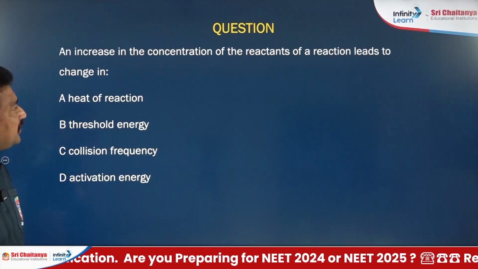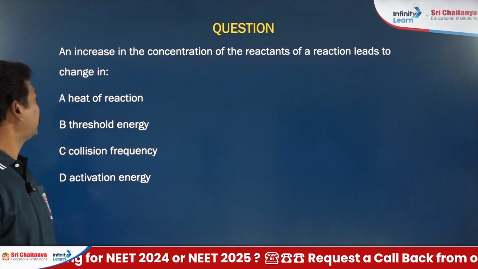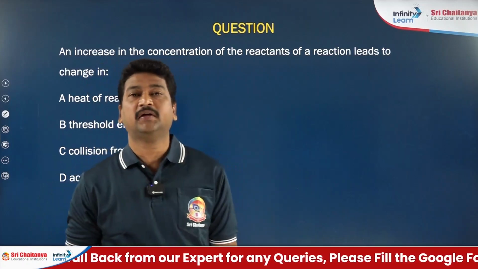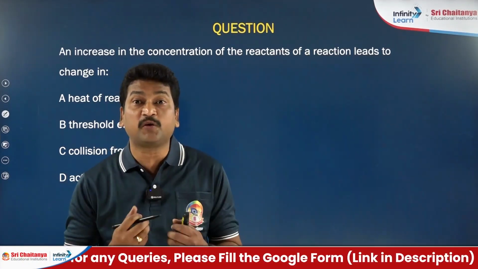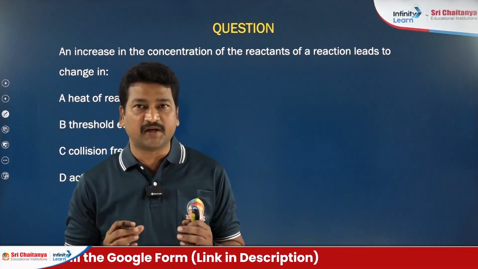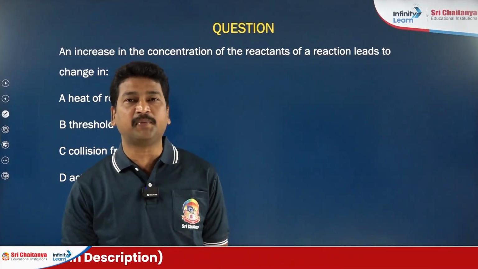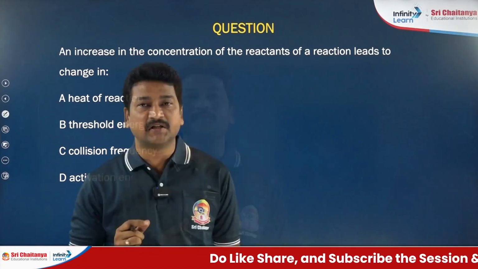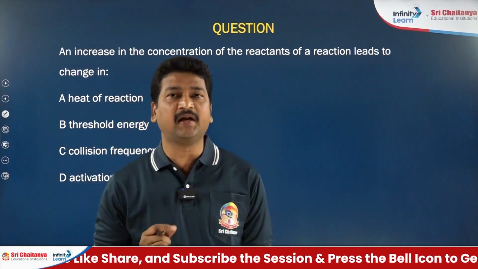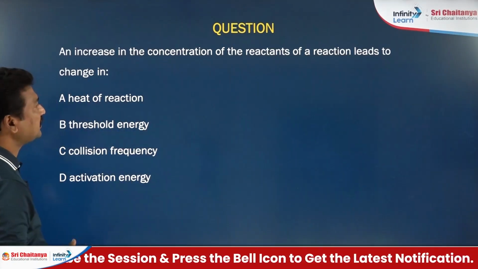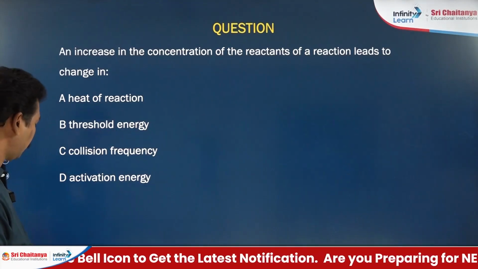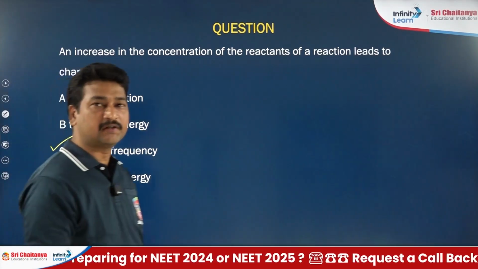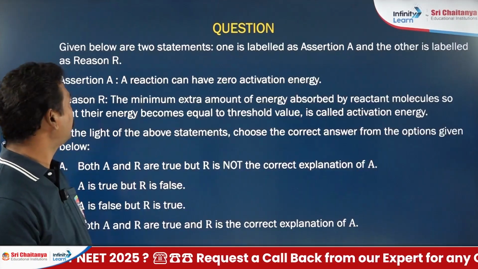An increase in the concentration of the reactants of a reaction leads to change in. Whenever the concentration of the reactants increases, the number of collisions taking place per unit volume increases. As a result, the collision frequency increases. So an increase in the concentration of the reactants leads to an increase in collision frequency. Coming to the next one.